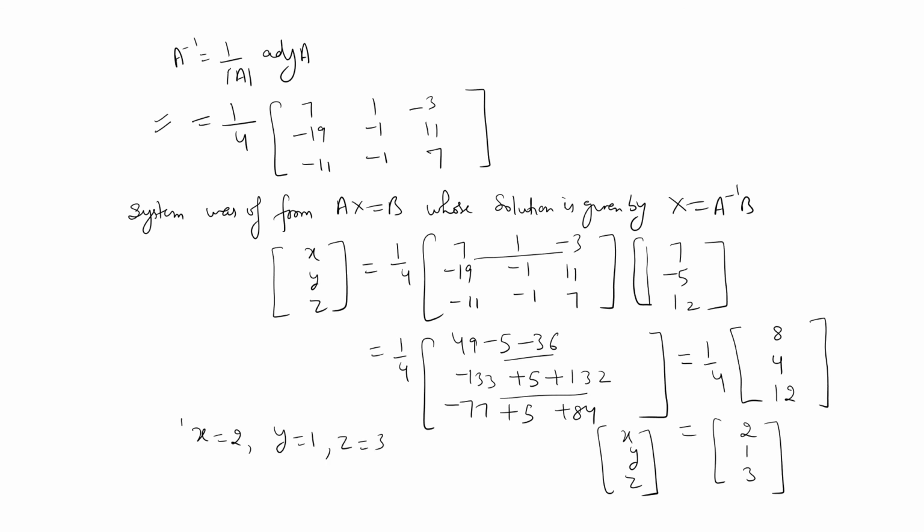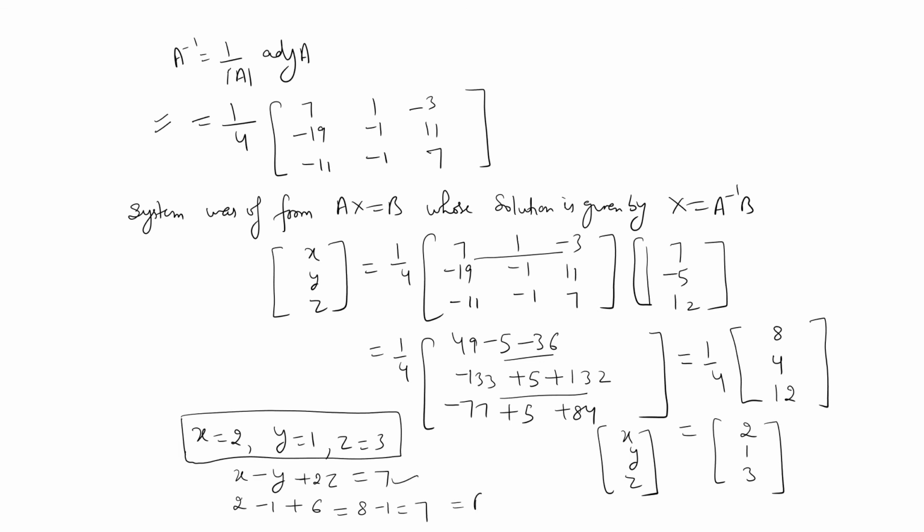So to check whether this solution is correct or not, I can put this in any of the equations. So let us take the first one, x minus y plus 2z is equal to 7. So put the values to check whether my result is okay or not. So 2 minus 1 plus 6. So this is 8 minus 1, which is equal to 7, and which is equal to my right hand side. So this is the correct solution.